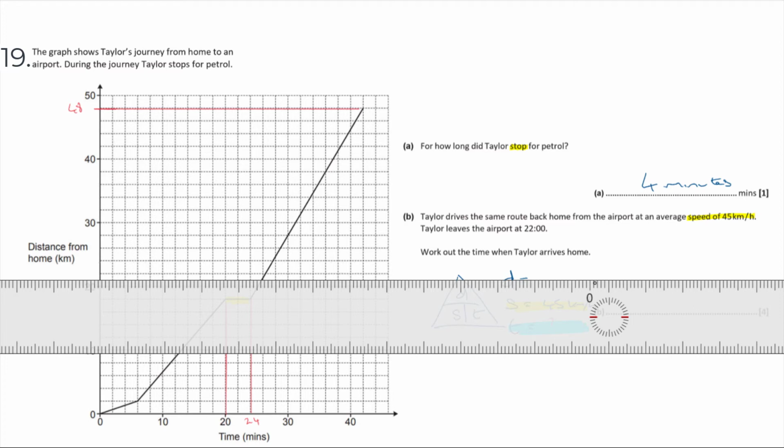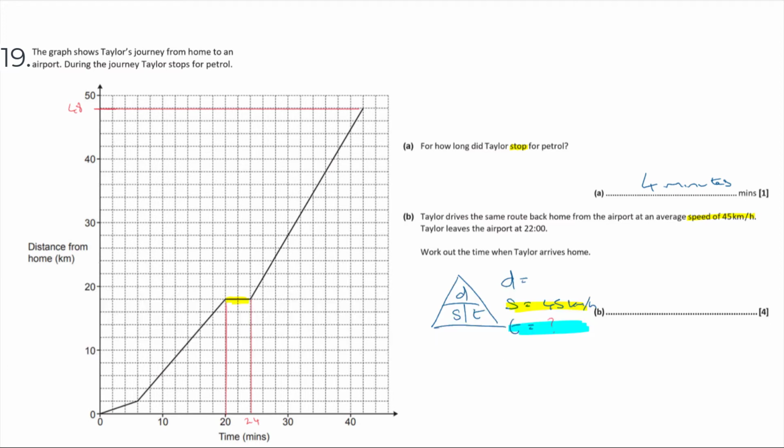Okay, so he must have traveled 48 kilometers on the way there. So he must have traveled 48 kilometers on the way back. Okay, so I got that from over here, look. Okay, so now I just need to cover up the thing in the triangle that I'm trying to find, which is T, and then write out the formula for that then.